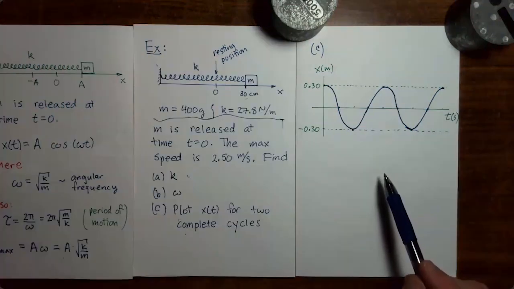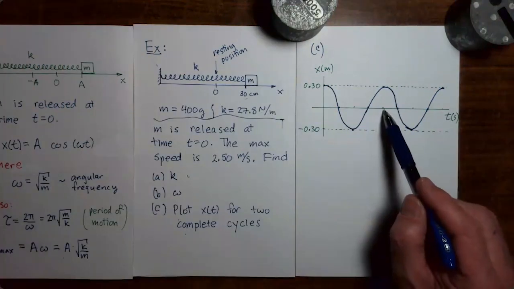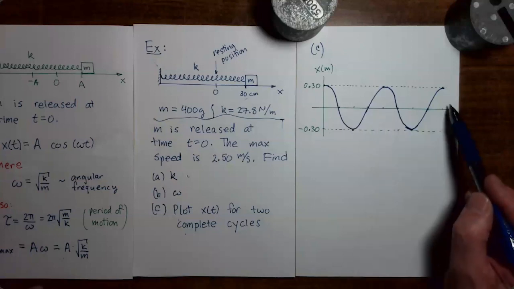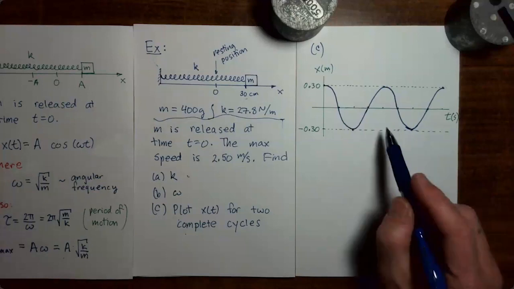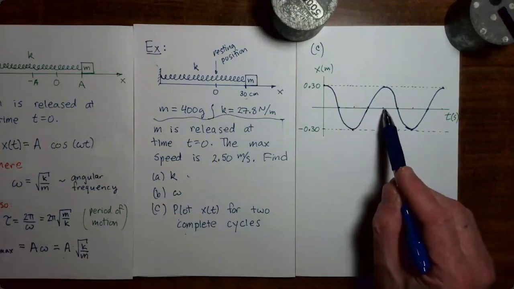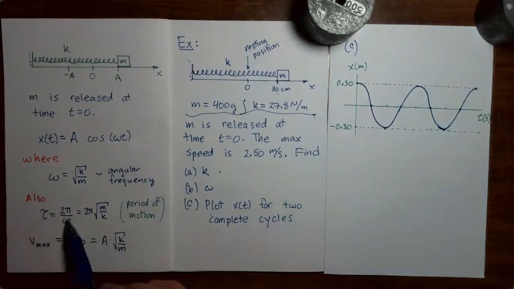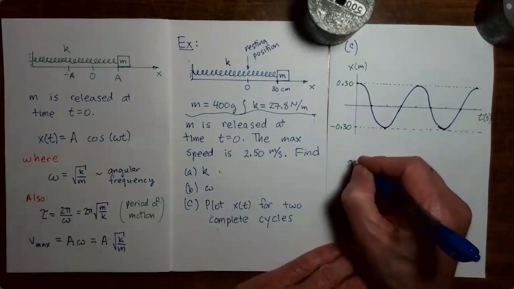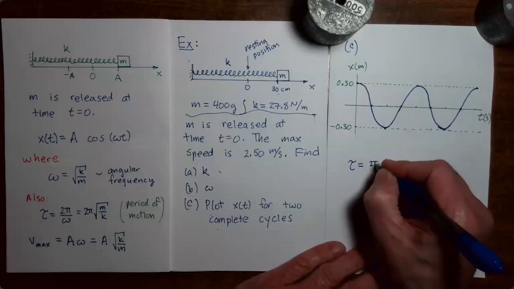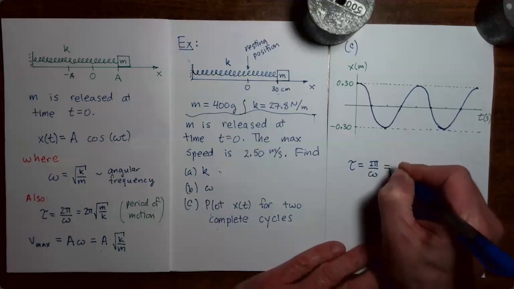Now to finish the plot, we want to put in on the time axis the time when the first cycle was completed and also the time when the second cycle was completed. So what was the time when the first cycle was completed? Well, let's come back to here. Over here, we have that the period of motion is 2 pi over the angular frequency. So I'm going to copy this over to here. Period equals 2 pi over the angular frequency.